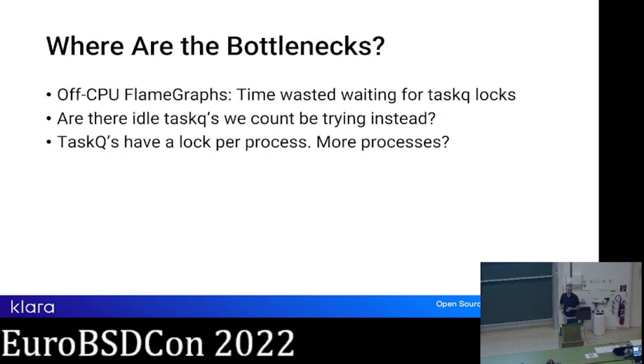So what were the bottlenecks? We started by doing some off-CPU flame graphs, looking at when the CPU basically wasn't getting used. It was left sleeping because we were waiting for a lock or something. And we saw a lot of time being wasted getting the locks on the task queues that ZFS uses to actually dispatch the work to the disks. So we asked, are there idle task queues that could be doing this work, and we're just picking the wrong ones, or how does that work? Currently, task queues are split up into groups of processes that each have threads, but the locks are per process. So could we use more processes instead of threads and have more work queues that would lock independently and maybe reduce the contention?